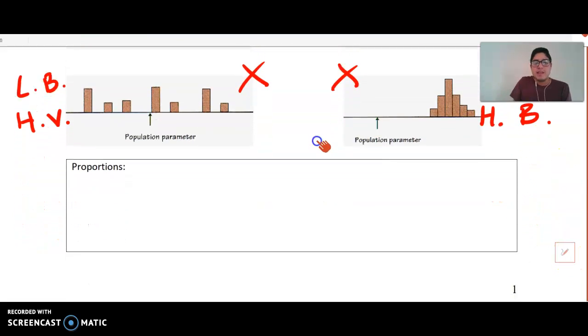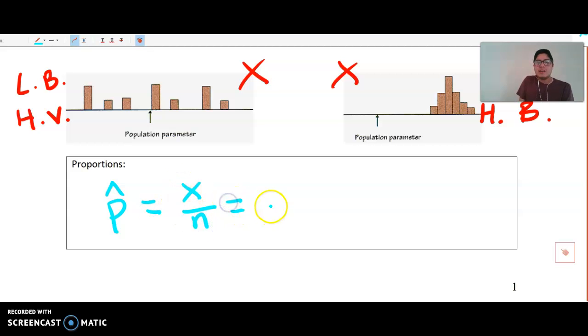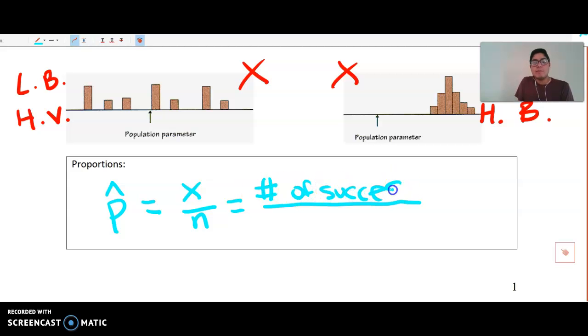Now, for proportions, since we're looking at the sample proportion, we are going to use p hat, which is our sample proportion, and the way we calculate this is going to be x over n. Now, x is going to be the frequency, or what we call the number of successes. Remember from the binomial distribution, a success isn't always a good thing. A success just means that the event occurred.